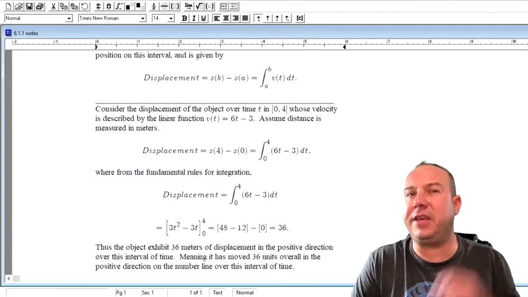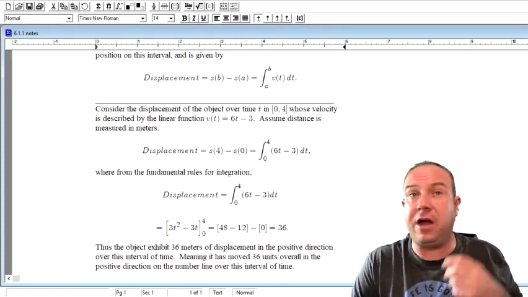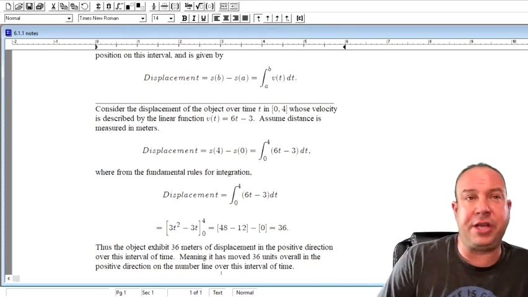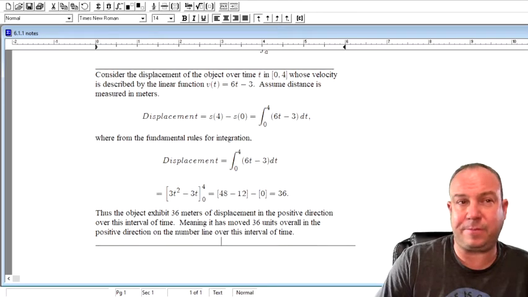Anytime we integrate the velocity function over an interval, we are calculating what is known as displacement, right? And it's the overall change in position, positive or negative change, all right? Or even 0 at times, all right?